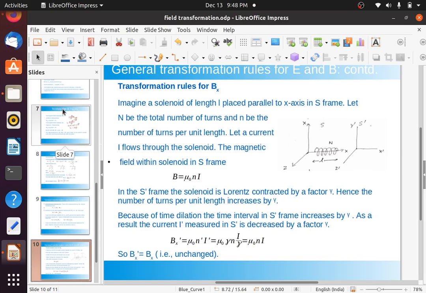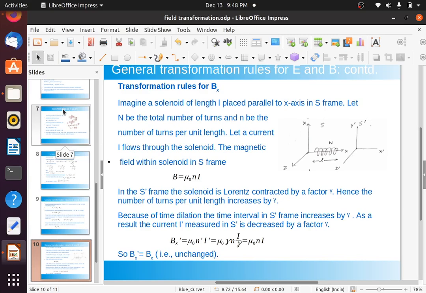Let a current I be flowing through the wire in the S frame. It is measured in the S frame, so you apply the relation that is already known to you, that is B is equal to mu 0 n I. So that is the total B that exists inside the solenoid as measured in the S frame. Now while you are looking from the S dash frame, which is moving with respect to the S frame with a velocity V, what will happen?